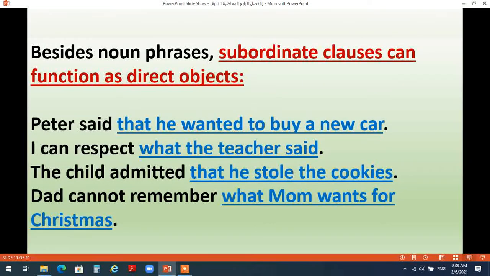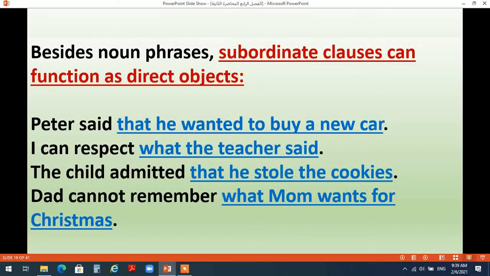For example, we say Peter said that he wanted to buy a new car. The direct object in this sentence is what you see written in blue and underlined. All of this will be the direct object of the sentence because it follows the verb. Always, the direct object follows the verb in the sentence. So what follows the verb in this sentence is not a noun phrase, a plain noun or a pronoun, but a complete clause.